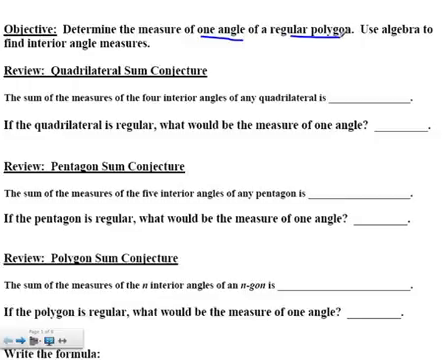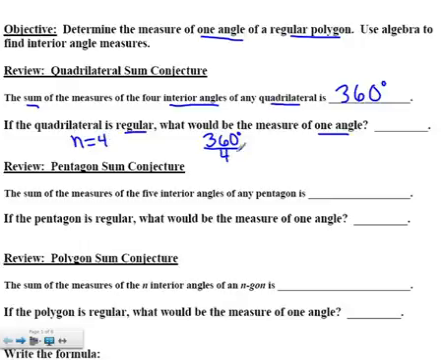Just as a sense of review, we're going to start off talking about the quadrilateral sum conjecture. It basically said the sum of the four interior angles of any quadrilateral is going to be 360 degrees. After that, we said if a quadrilateral is regular, so we're dealing with a square, what's the measure of one of those angles? Well, all we're going to do is take that 360 degrees and divide it by its number of sides. Since a quadrilateral has four sides, we'll say 360 divided by 4, so each of those angles is going to be 90 degrees.